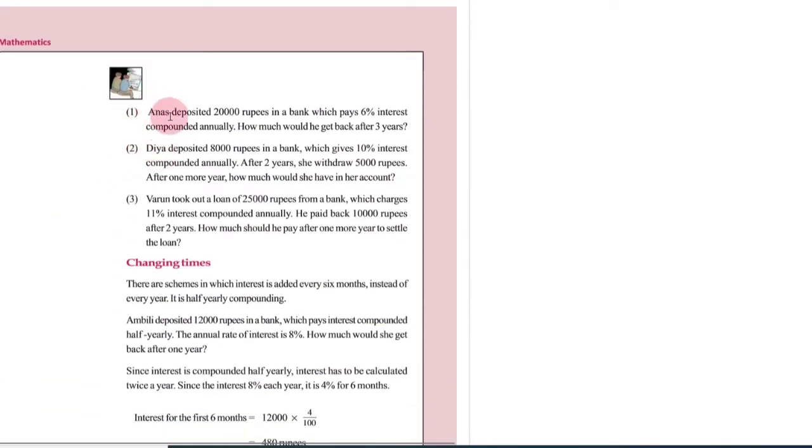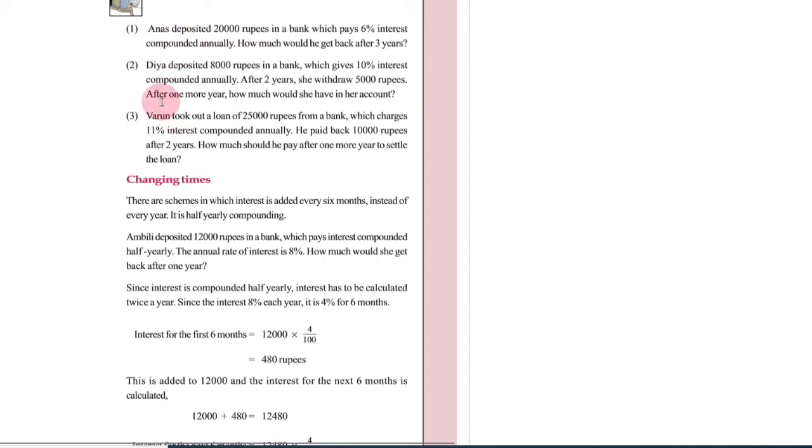First question, Anas deposited 20,000 rupees in a bank which pays 6% interest compounded annually. How much would he get back after 3 years? Okay, so here we need the amount got after 3 years, if 20,000 rupees is deposited at a rate of interest 6%.